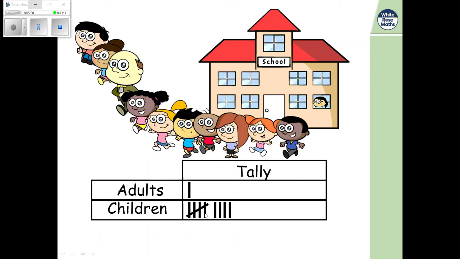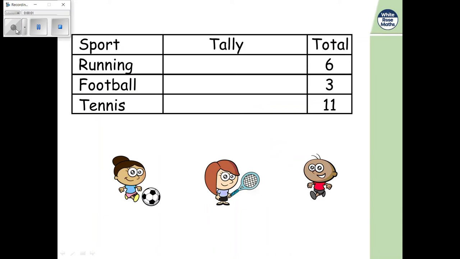1, 2, 3, 4, 5, 6, 7, 8, 9, and there is 5 carefully drawn through there, and 6, 7, 8, 9. Well done if you got that correct at home, especially if you remembered to draw your line for your 50. So looking at this chart now, we are going to be looking at the different sports that they are going to be looking at.